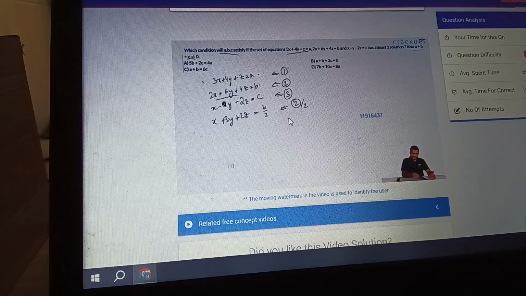Now, if you are comparing the three equations, this is the first equation, this is the second equation, and this is the third equation. When will the system of equations have no solution? When does it have one unique solution? And when does it have infinite solutions? To do that, let us first try to transform the third and the second equation into the first equation.